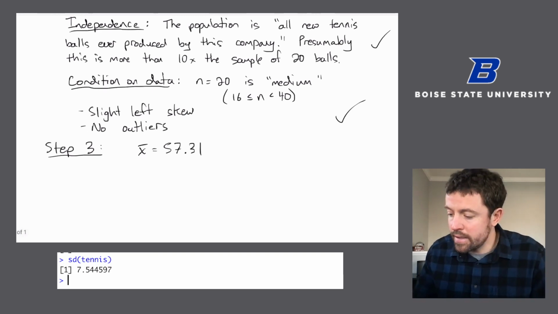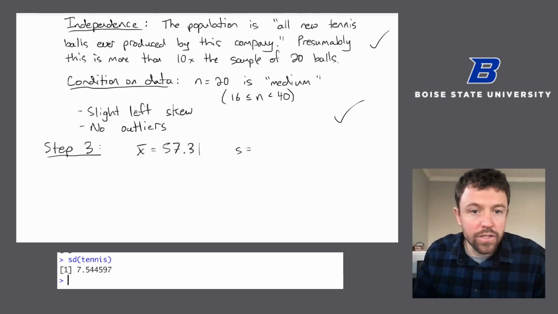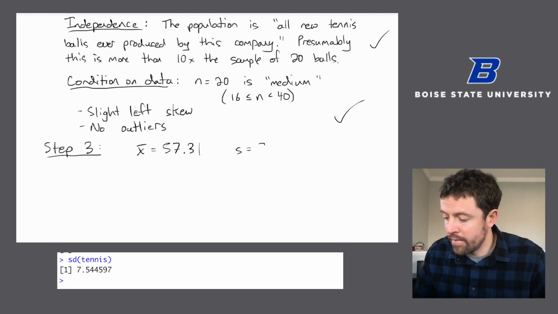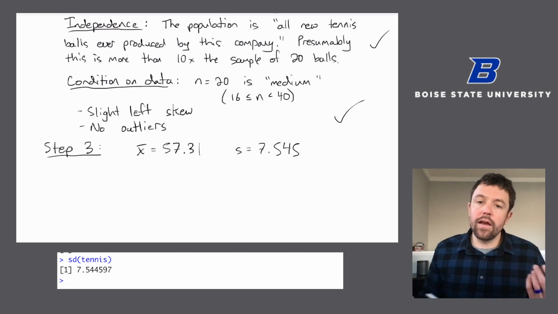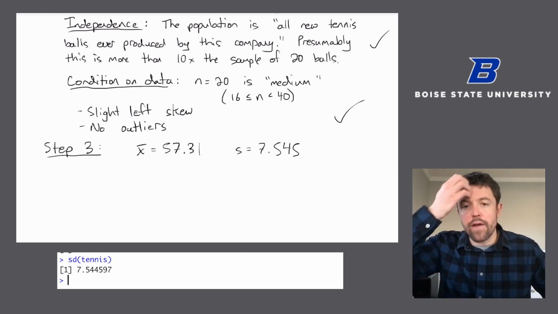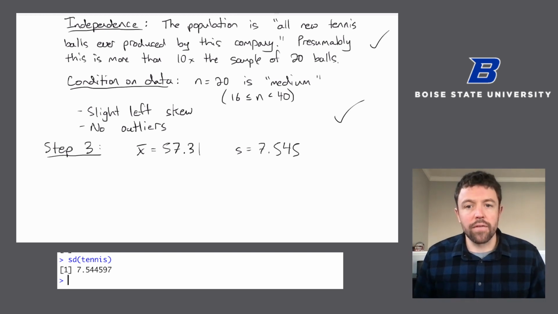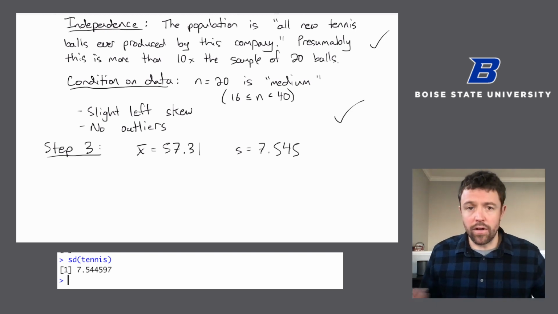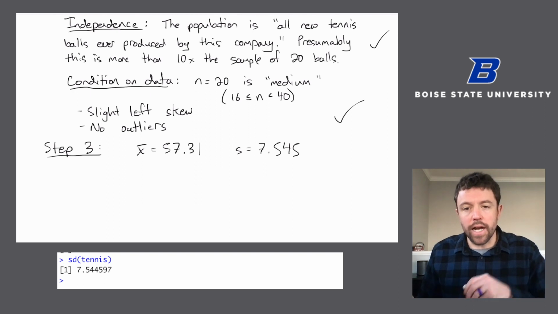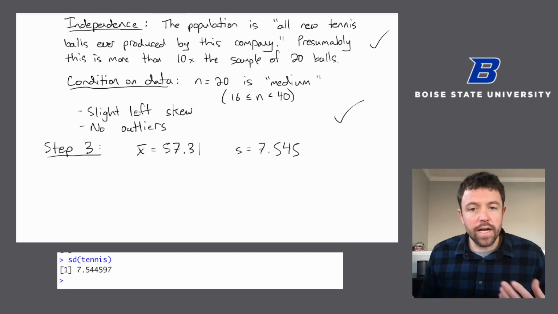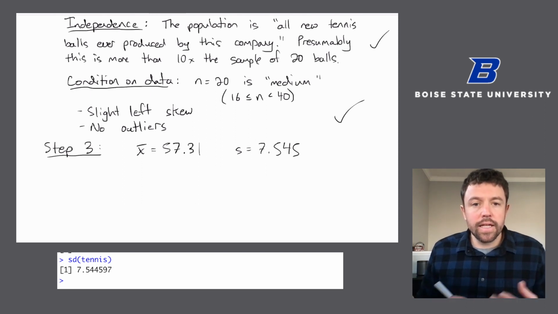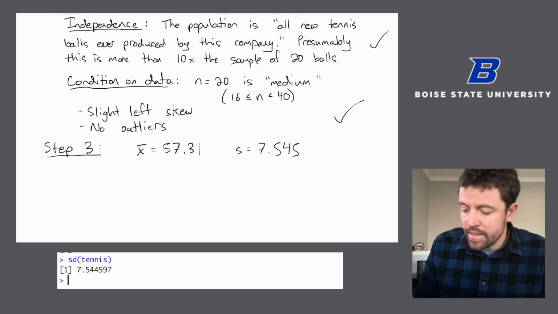Type in SD. I get a standard deviation of 7.545. And I'm not being particularly careful with rounding, but you should always be a little careful to include a few more decimal places than your ultimate answer needs. And in particular, if you get a wrong answer, one thing to check is your rounding error. So I have X bar, I have S, and the things I need to calculate in step 3 are my test statistic T.